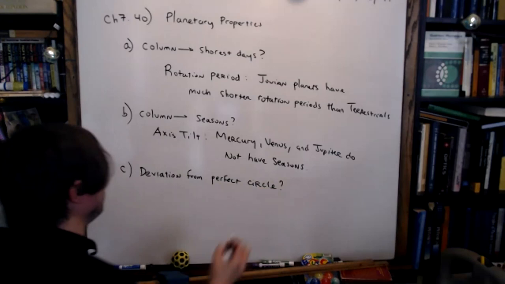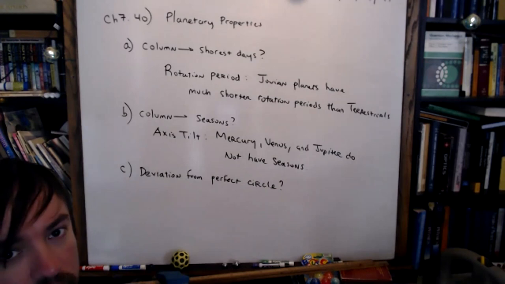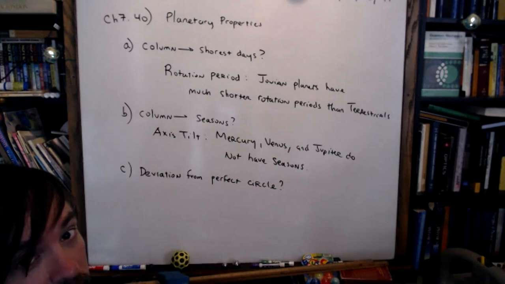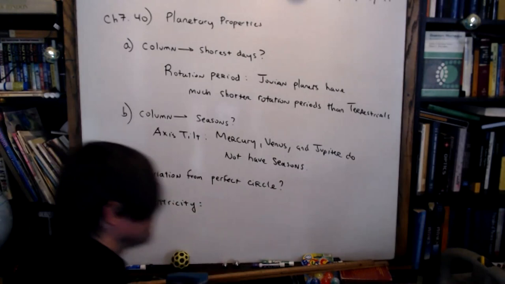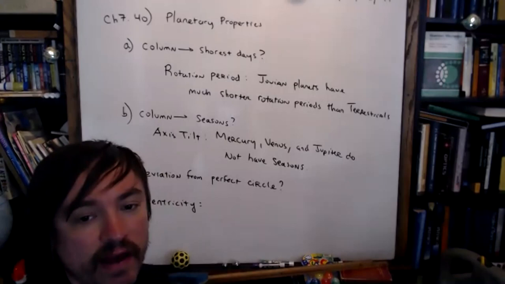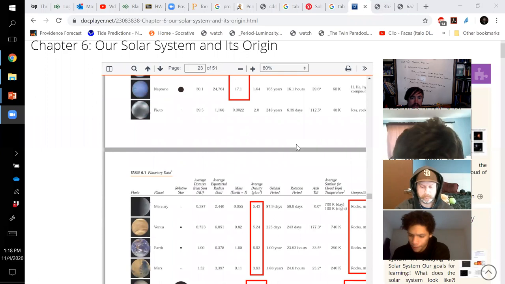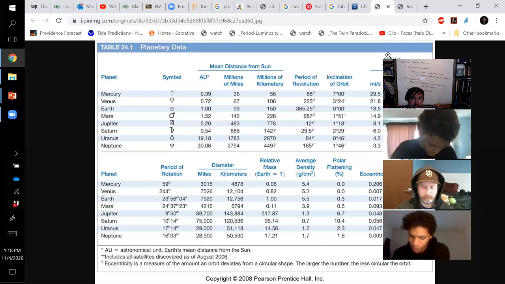Can you guess which column tells you the deviation from a perfect circle? That's a key term in this class. Squishiness. Eccentricity. Very good. Why don't we take a look at what planets have high eccentricities? Oh, right. Famously, this table doesn't have eccentricities because it sucks. Let's see if we can find the eccentricity in one of the other tables. Here we go.